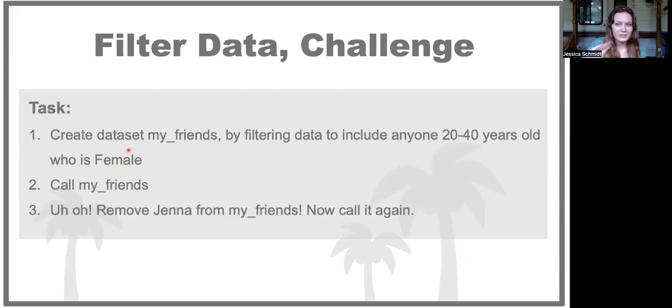And being the key word there. So please do that. And then call my friends. And then I would like you to go through and remove Jenna from my friends and call it again. Okay, I don't want any Jennas in my friends, but please do it in this order. And you should end up with 4 separate lines of code.